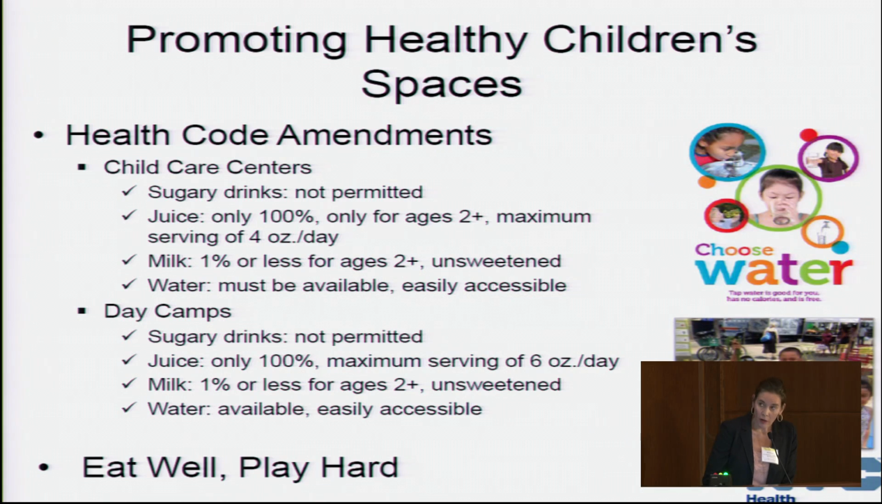We also complemented this effort by extending the health code to address day camps, and we required that children in day camps have access to water and prohibited the service of sugary drinks there as well, along with higher fat and flavored milk. We also put a focus on nutrition education in child care settings, complementing our policy efforts through the Eat Well, Play Hard program that Heidi referenced. We get SNAP-Ed dollars through the state to do that, and it's a 6-week nutrition education program that reaches many of our children and child care providers each year.